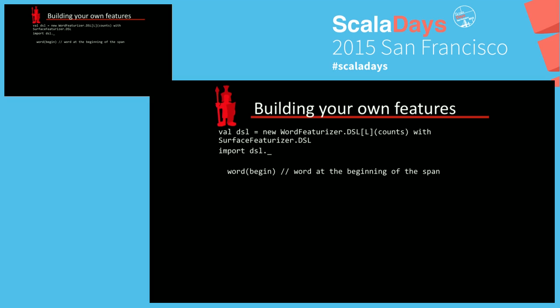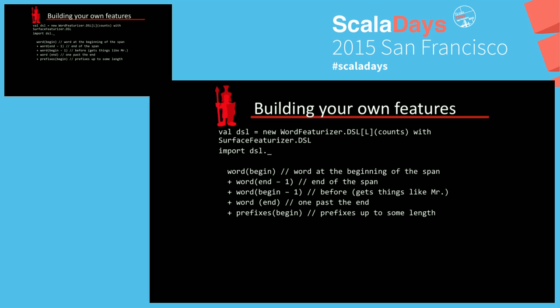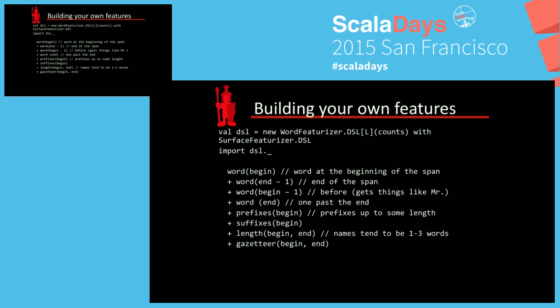So, for instance, we can say, give me the first word. Give me the last word of the span. The word before the begin. Suffixes. The length of the span. Names tend to be one or two words long, but organizations might be much longer, six, seven words long. And then, of course, we might have our gazetteer.